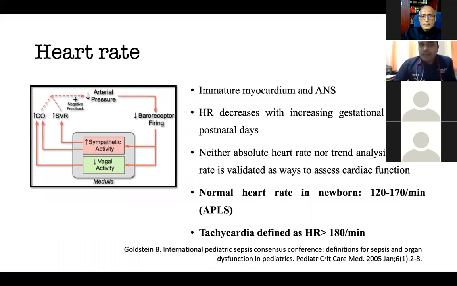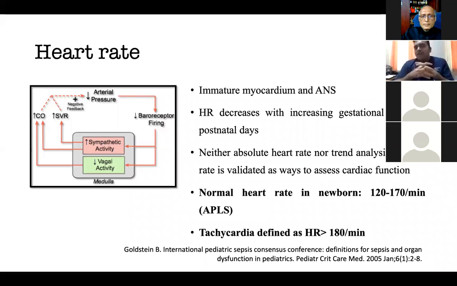Now after CRT, coming to heart rate. Typically in older children and adults, you can say that the earliest sign of shock can be tachycardia. Now the problem with neonates is that their myocardium itself is immature as well as their autonomic nervous system is immature, and the heart rate typically decreases with increasing gestational age. For example, the heart rate of a 28-weeker preterm will be more, 120 to 170, and it can even reach up to 180, whereas in term it generally is between 120 to 160. So with increasing gestational age, the heart rate decreases.